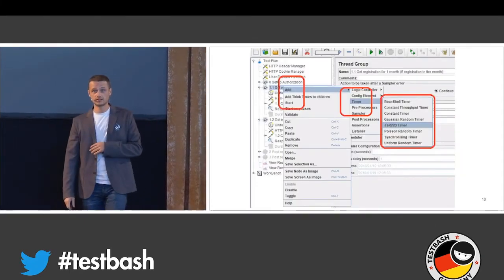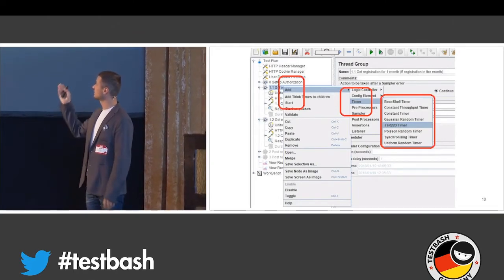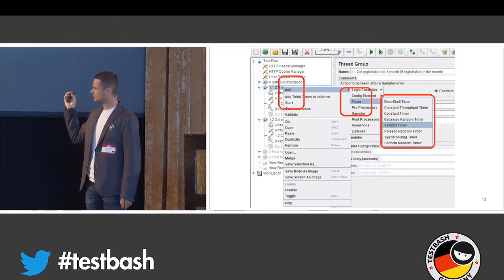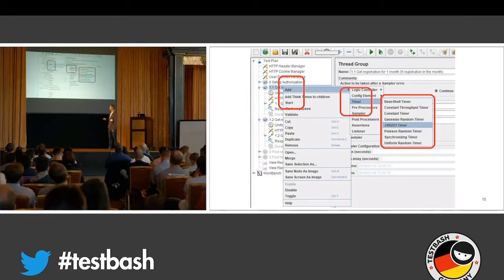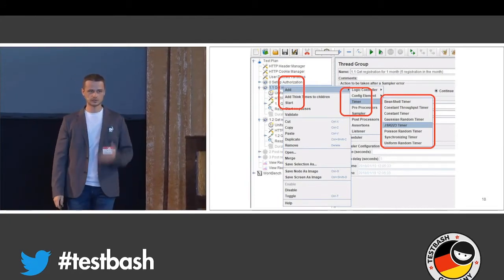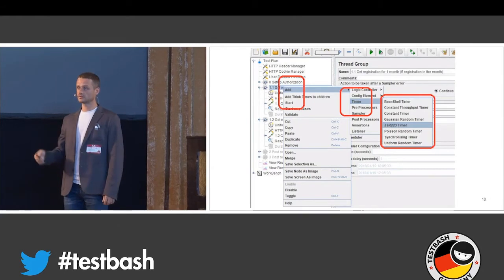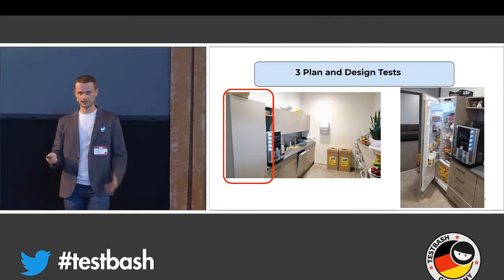Particularly in JMeter, it can be done quite easily by just adding a timer to a thread. JMeter proposes a bunch of timers. Each of them is well documented. Particularly, I remember I used a JSR223 timer, and it was quite easy to understand how it works and to add into your performance test script, at least in JMeter. So planning and designing a test, as the third activity in doing performance testing, I want you to associate with a fridge. Why? Hope you remember.